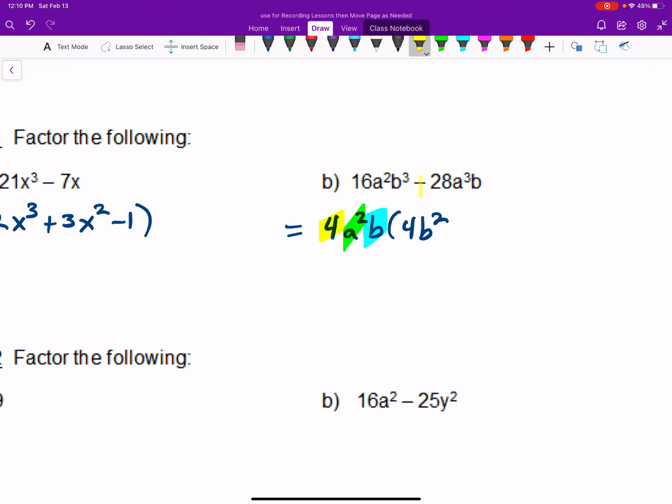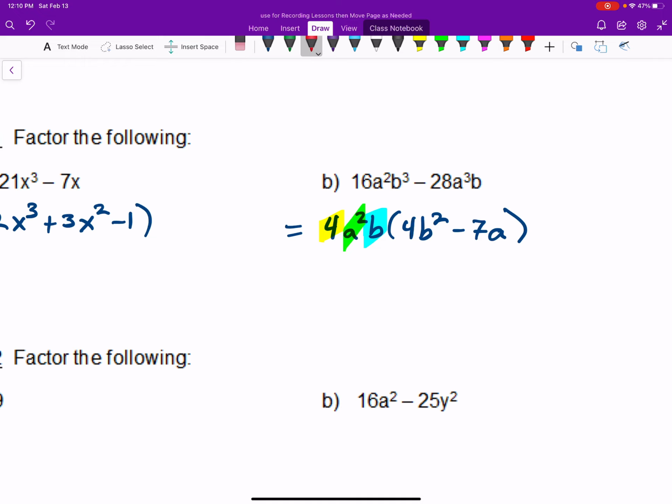term, which is the negative 28 a cubed b. So negative 28 divided by 4 is negative 7. A cubed divided by a squared is just a. B divided by b cancels out. And I could check that the same way. And that would be my factoring so far.